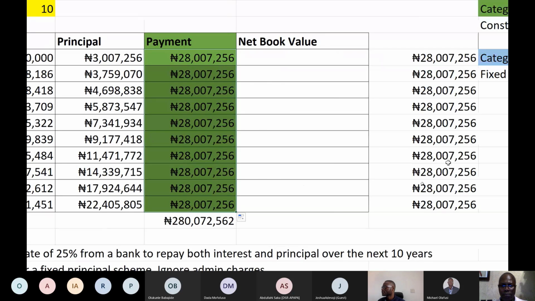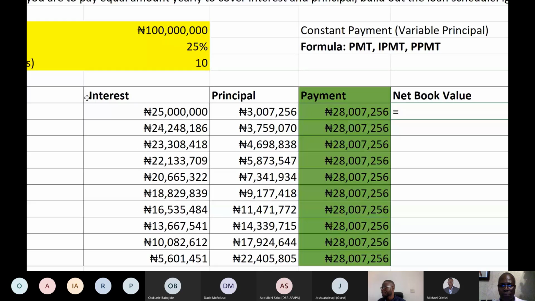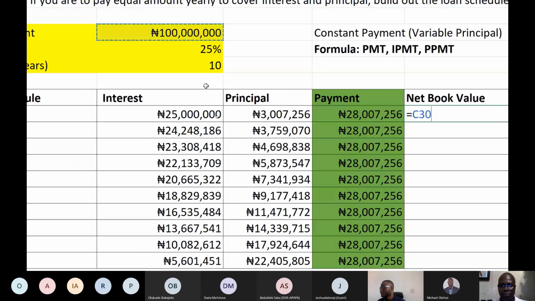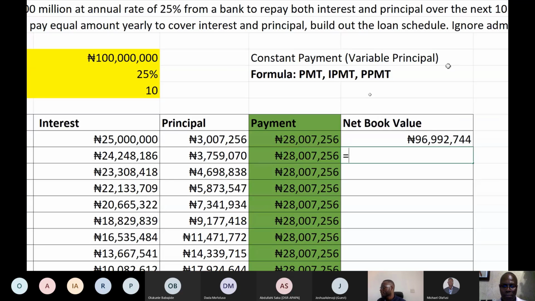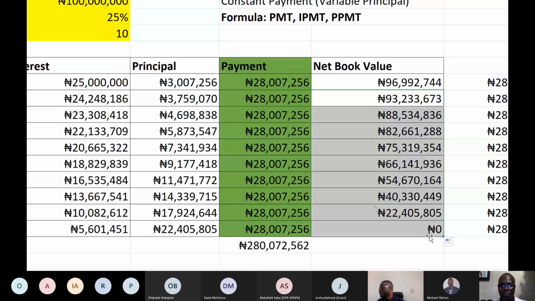Okay, and then we can compute what the net book value is. Net book value at the end of the period is going to be the outstanding at the beginning of the period minus the repayment you've made. And if I drag this down, it shows that I ended up repaying everything.